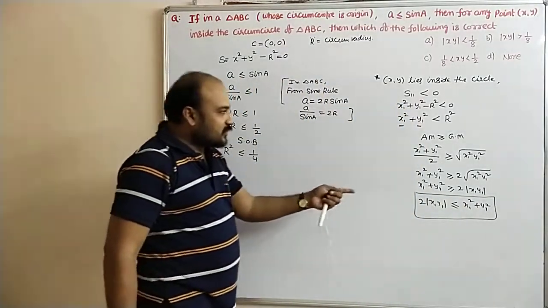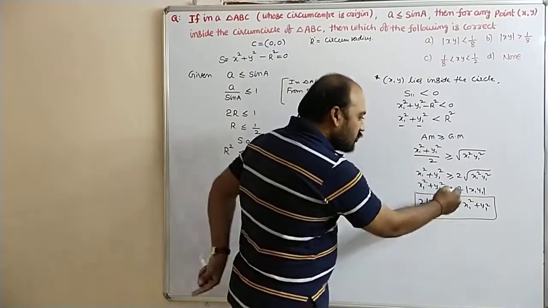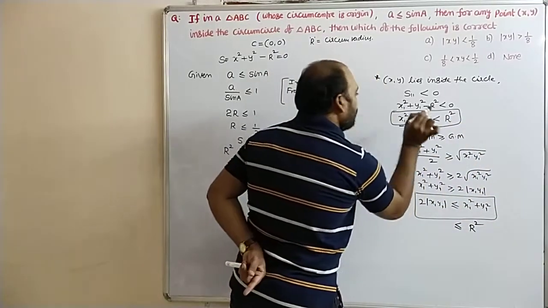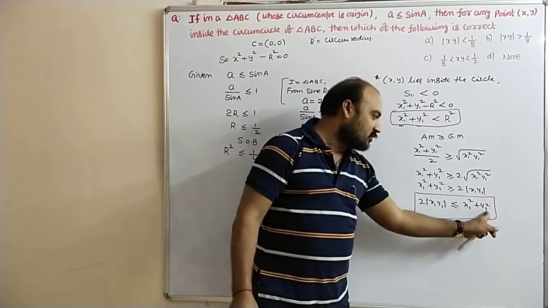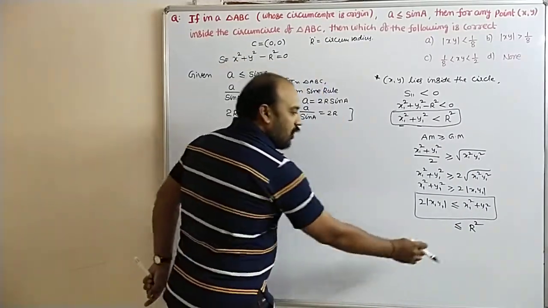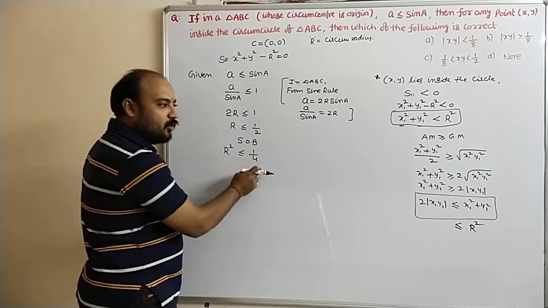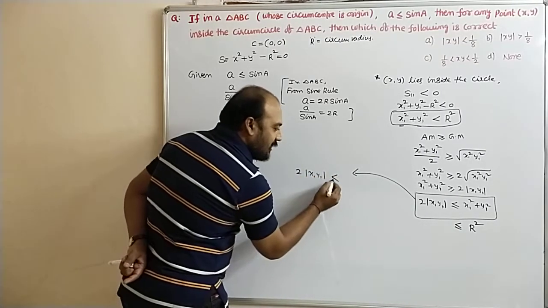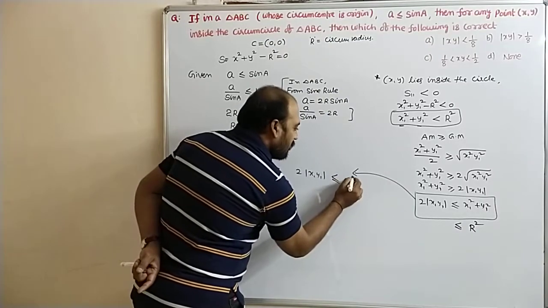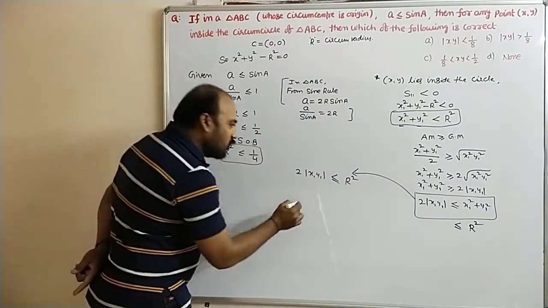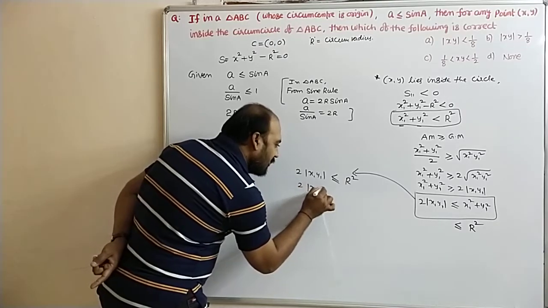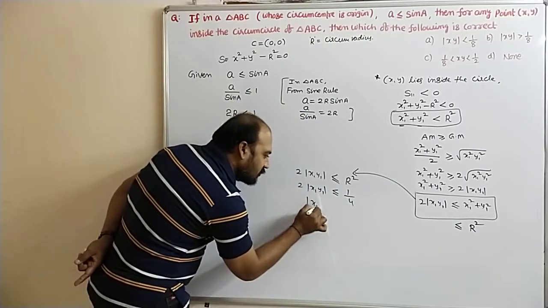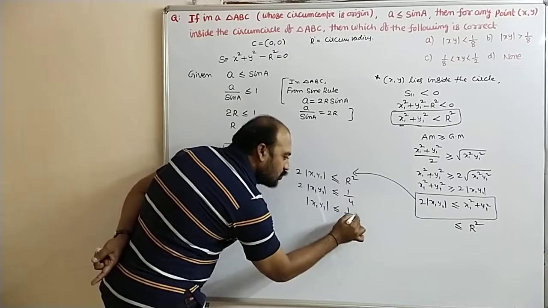Here, x1 square plus y1 square is less than R square only, no? So we can write it as less than or equal to R square, since from this condition x1 square plus y1 square is less than R square. And R square is less than or equal to 1 by 4. So 2 into mod x1 y1 is less than or equal to R square, which is less than or equal to 1 by 4. So taking the 2 to this side, mod x1 y1 is less than or equal to 1 by 8.